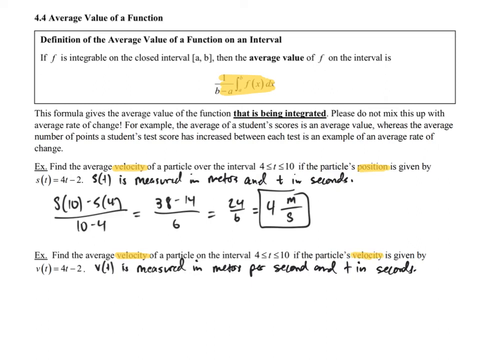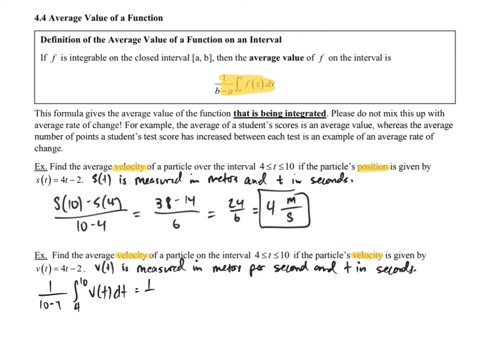by v of t equals 4t minus 2. And so since they are asking me to find the average of a function that I have, I am going to use the average value formula. So that says 1 over b minus a of the integral from a to b of the function that I want to find the average of, which in this case is v of t.